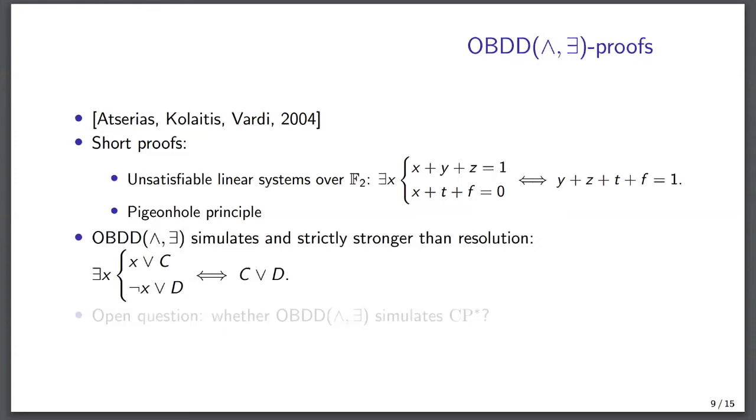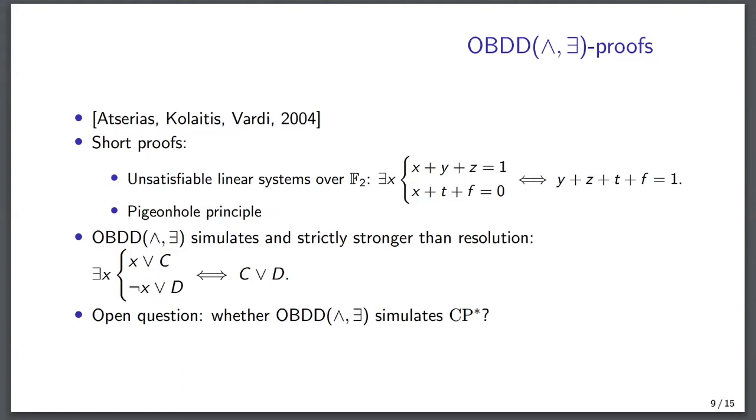This proof system simulates, and is strictly stronger than, resolution. Why does it simulate? Because using the projection rule, we can simulate the resolution rule. We have two clauses with x with different signs. We take a conjunction of them, and when we take a projection on x, we exactly get the result of the resolution rule. And why is it strictly stronger? Because the pigeonhole principle and unsatisfiable linear systems are hard for resolution. It is open whether this proof system can simulate cutting planes.